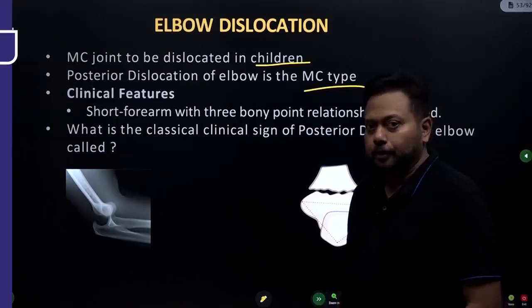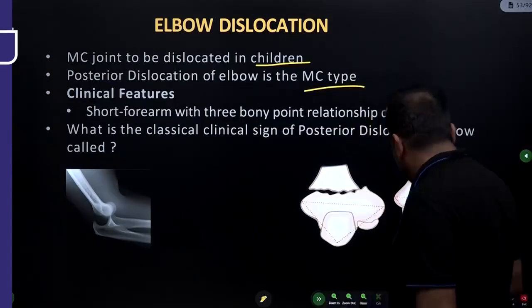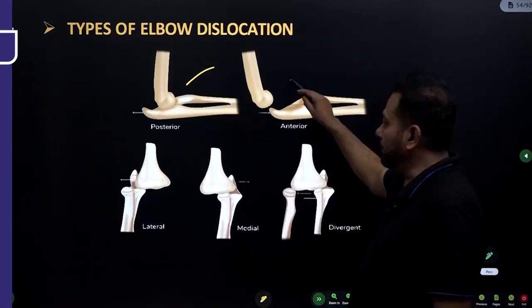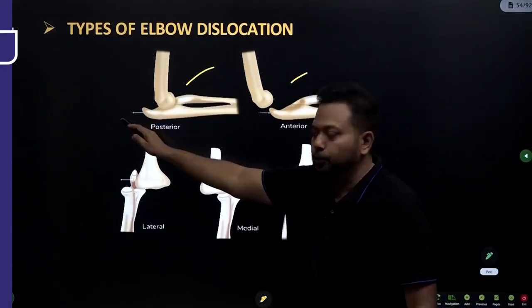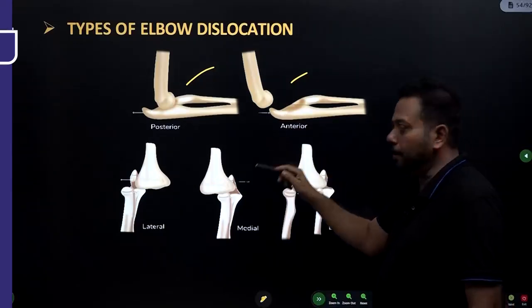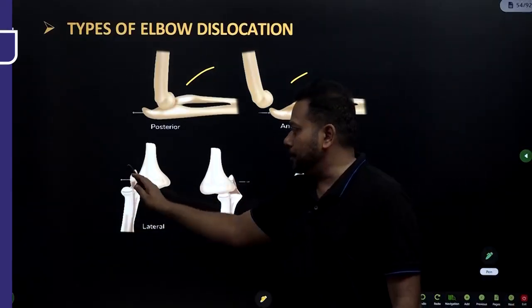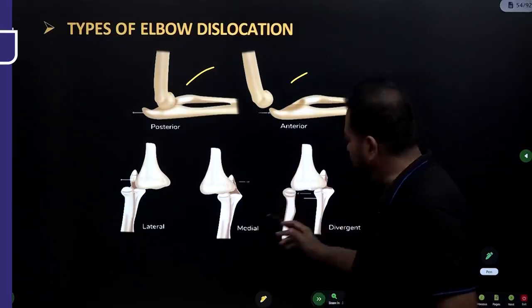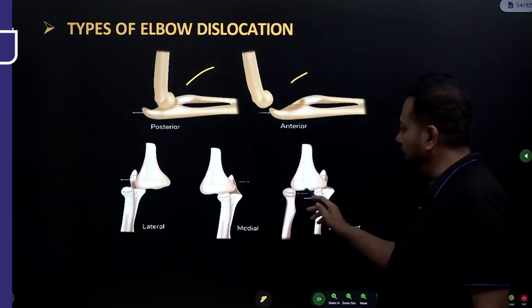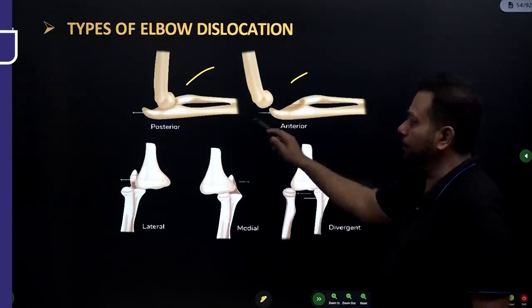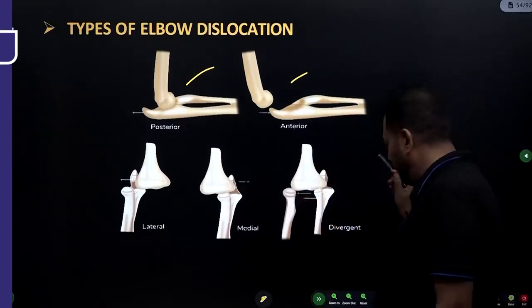Okay. Clinical features. How many types of elbow dislocations are there? You see here, posterior, anterior. When the olecranon is pushed back, it's called posterior. When olecranon is at the front, it's called anterior. When olecranon is at the lateral, it's called lateral. When olecranon is at the medial, it's called medial. When there is total divergence between the radius and the ulna, then it's called divergent. 5 types are there: posterior, anterior, lateral, medial, divergent.